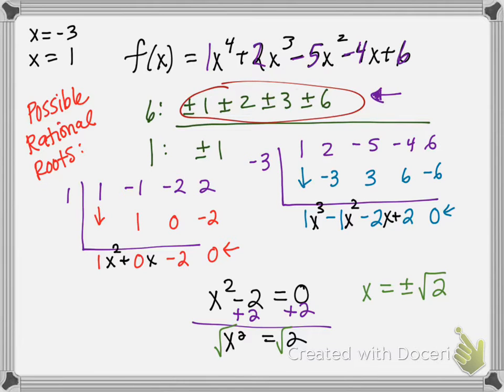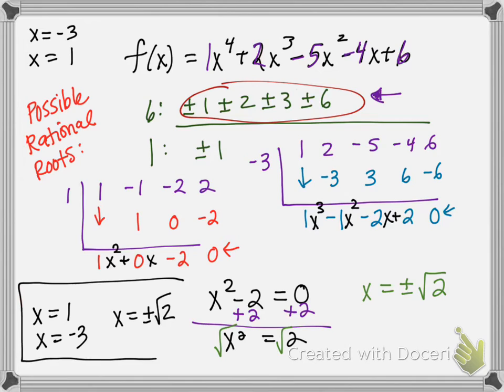So in fact, 2 of the roots are rational. X equals 1 and x equals -3. Both of those are rational numbers. And then I have 2 irrational roots, which is plus or minus the square root of 2. So these are my 4 roots.